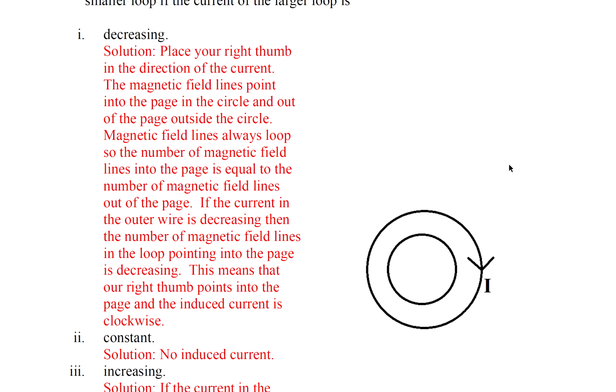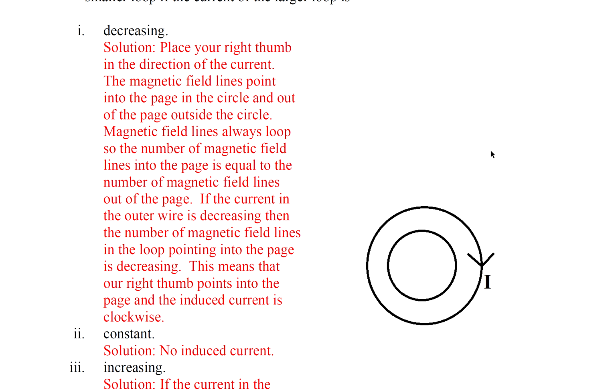So if the current from the larger loop is decreasing, we don't want that to happen. We want the same amount of magnetic field lines. So we're going to have to increase the magnetic field lines, or the magnetic flux. So our thumb will be into the page. Okay? So place your right thumb in the direction of the current. The magnetic field lines point into the page in the circle and out of the page outside the circle.